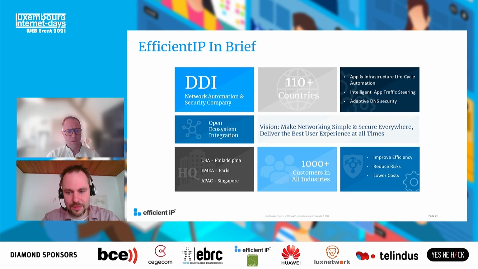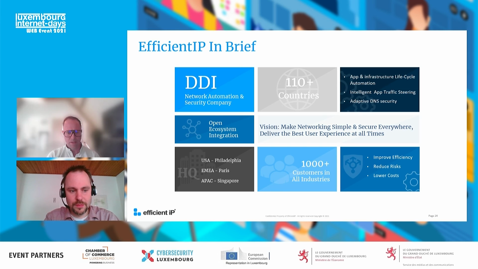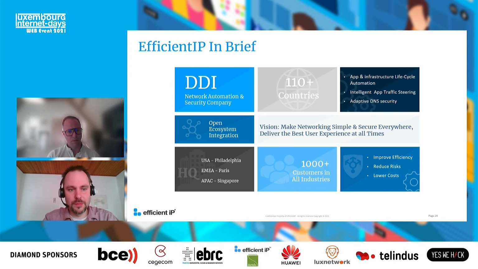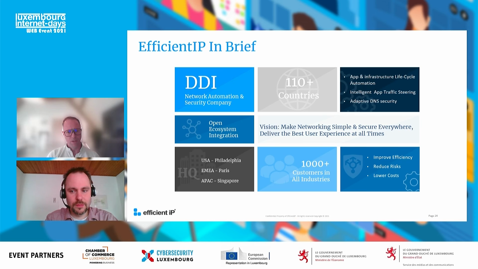So I will talk briefly about EfficientIP as a company. EfficientIP has been established for over 15 years. The company is headquartered in Paris, and we have all our R&D there. We also have offices in North America, in APAC, in Middle East. Our headquarters in North America is in Philadelphia, in APAC in Singapore. We cover today about 110 countries, and we have more than 1,000 customers. Our business around DDI, so DNS, DHCP, and IP management, is really around network automation and security. So we have unique differentiators there.